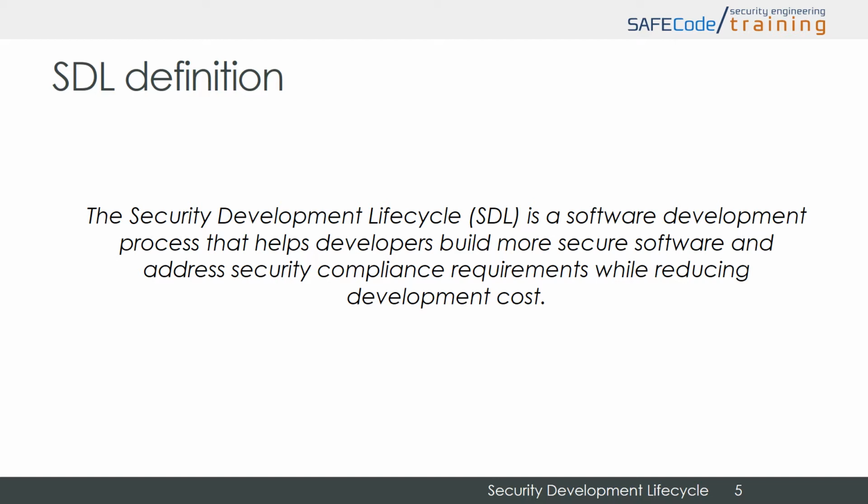Most SDLs fall into the following categories: a maturity model, a process model, or a software development process itself. Each approach has its own advantages and challenges, but what they all have in common is that they aim to support developers in building more secure software and thereby reduce the cost of development in the long run. Let's continue with a closer look at the goals and areas on which a secure development lifecycle can have an impact.